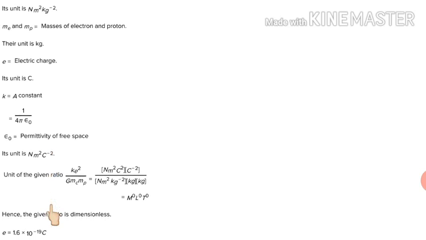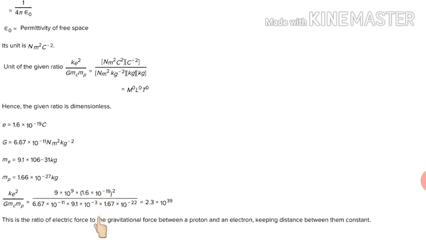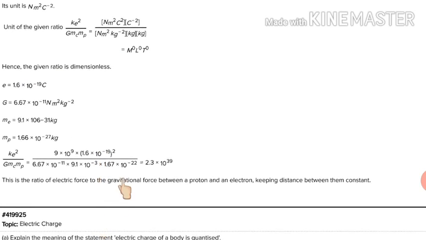Now in this expression, in place of each and every term we will substitute their units. So here we have done that only. When you simplify it, you will see that each and every unit gets cancelled. So finally we'll have M0 L0 T0, which signifies that this given ratio is dimensionless. Now we need to calculate its value also. Now we know, what is the value of e?